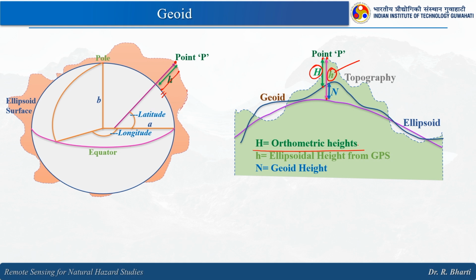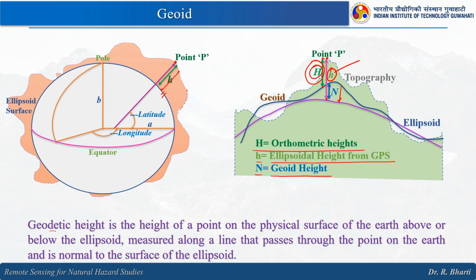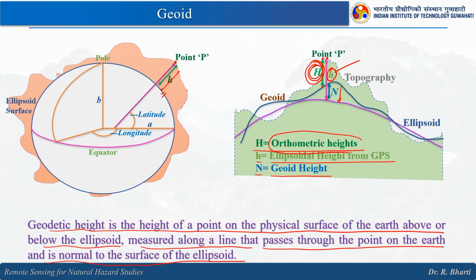Capital H is the orthometric height, and small h is the ellipsoidal height from GPS, and capital N, that is the difference between the geoid and the ellipsoid, is the geoid height. Geodetic height is the height of a point on the physical surface of the earth above or below the ellipsoid, measured along a line that passes through the point on the earth and is normal to the surface of the ellipsoid. So, now here you see this h, capital H, which is the orthometric height.